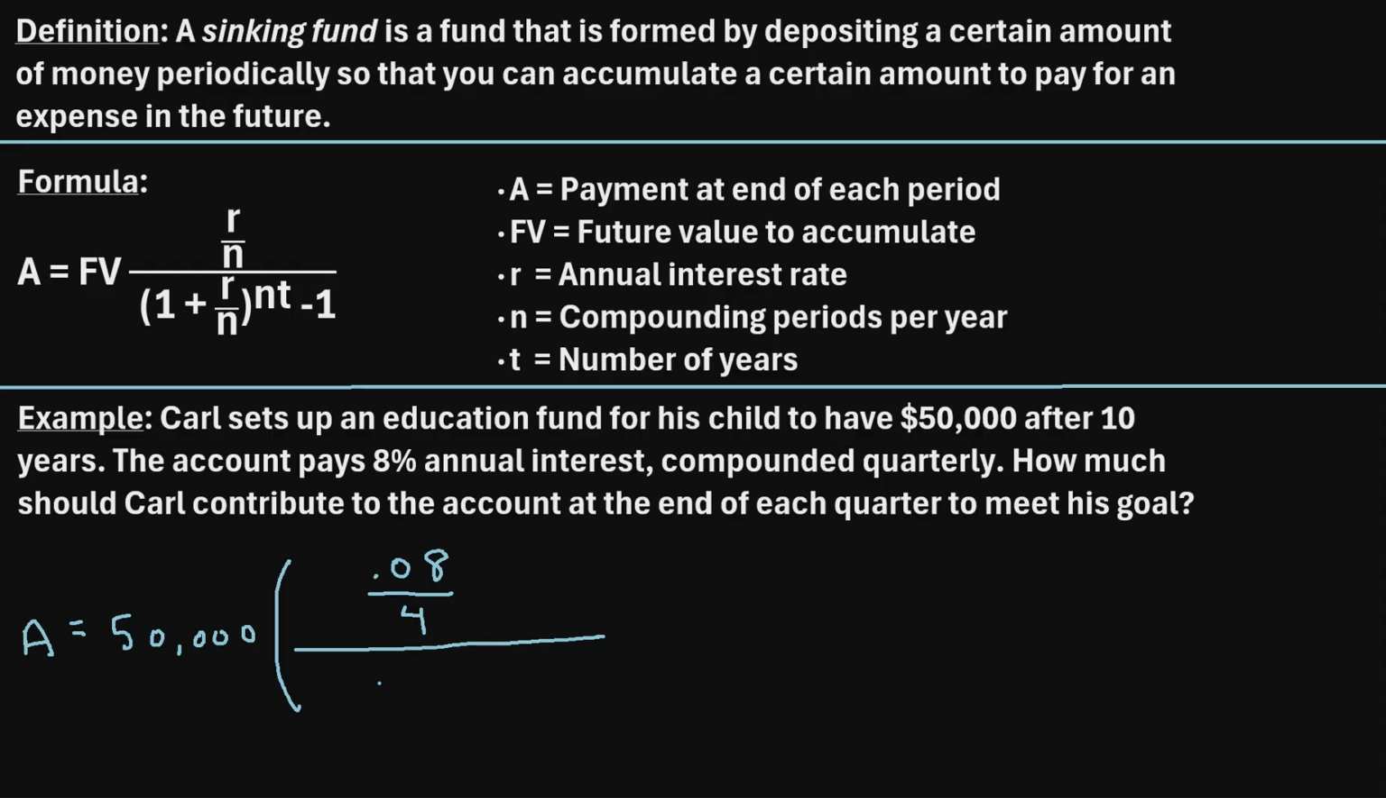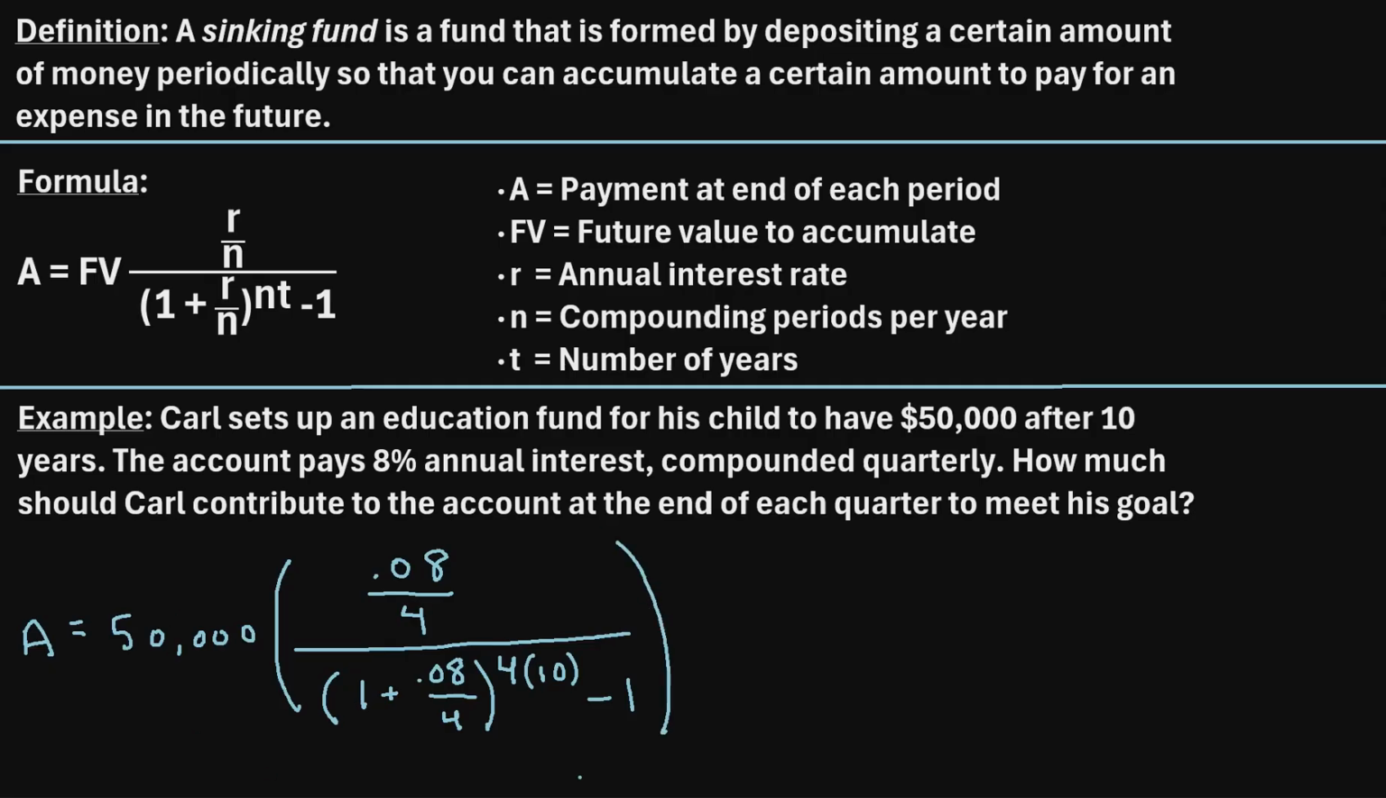Now in the denominator, we have 1 plus, again, R over N, so that's 0.08 over 4. And then we're raising that to the power of N times T. So again, N is 4, the compounding periods per year. T is the total number of years. It says Carl wants to have $50,000 after 10 years. So for T, we're going to use 10. So we'll multiply by 10. And then lastly, we subtract 1 in the denominator.